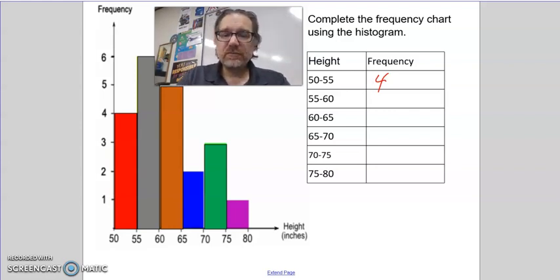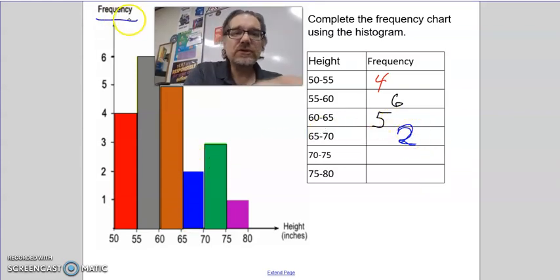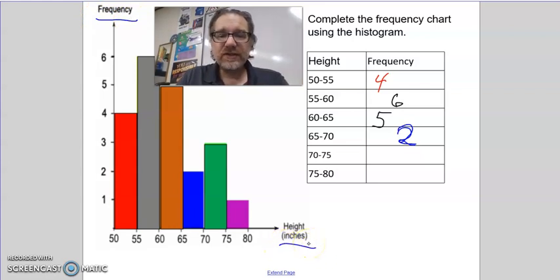The second histogram bar has a frequency of 6 because it goes all the way up to 6. We can see that 55 to 60 is my mode. It is the group that happens most often. 60 to 65 happens 5 times. 65 to 70 only happens twice. I'm getting the frequency by going up. And we know frequency because notice we have our labels. Everything is labeled. 70 to 75 happens 3 times. And 75 to 80 only happens once.